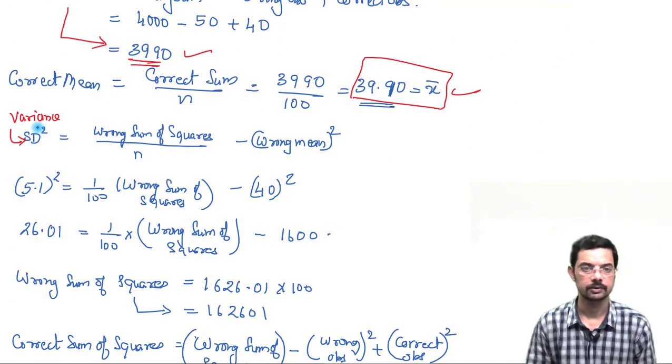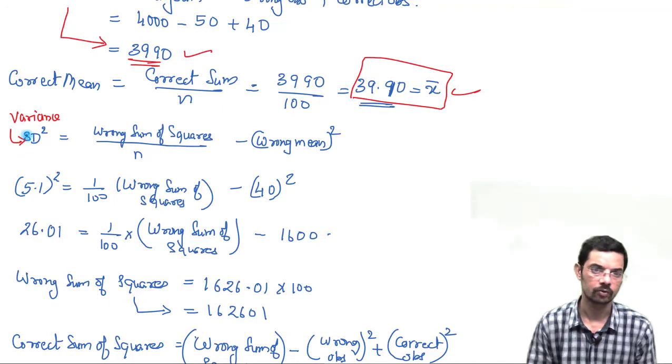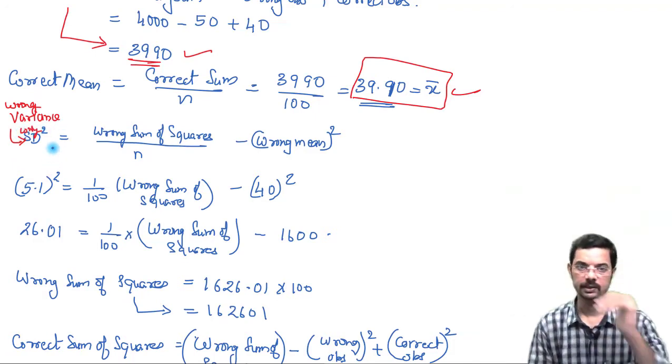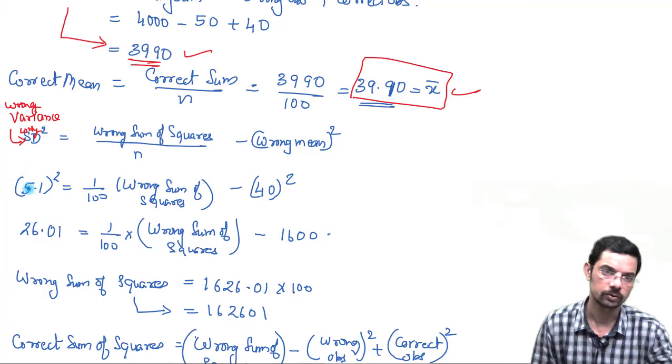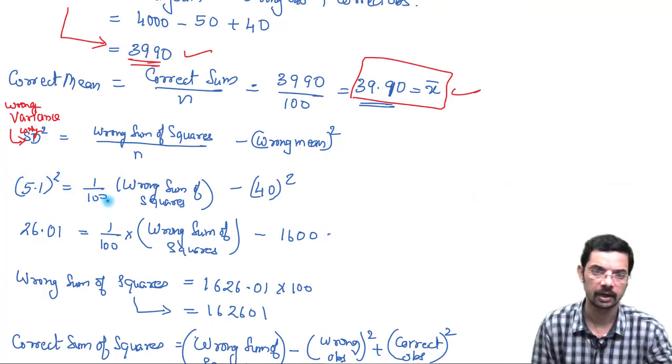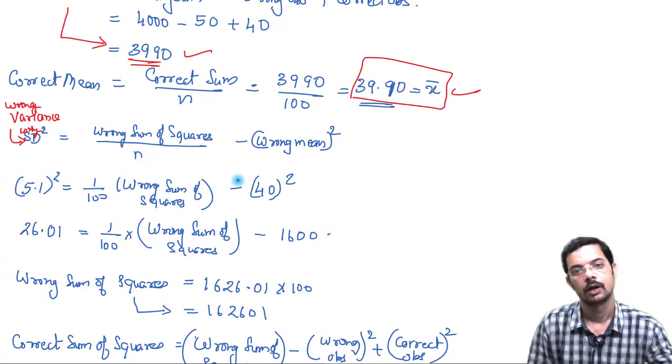Now we put the values. The wrong standard deviation was given to you as 5.1, so this gives the wrong variance. The wrong standard deviation squared, 5.1 whole square, will be equal to 1 by 100 into the wrong sum of squares, putting the value of n here, minus 40 whole square. The wrong mean was 40.